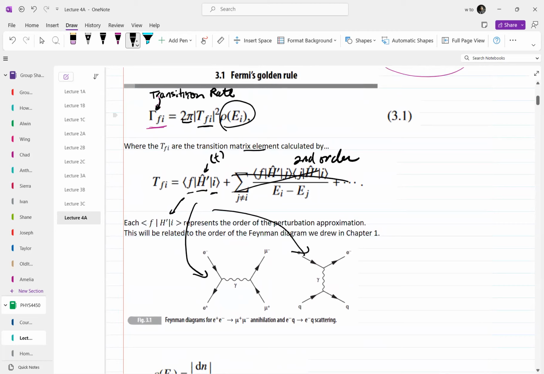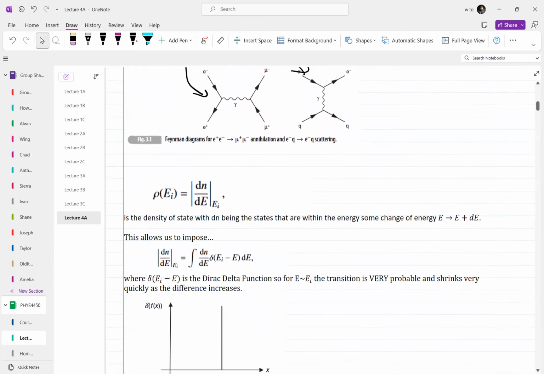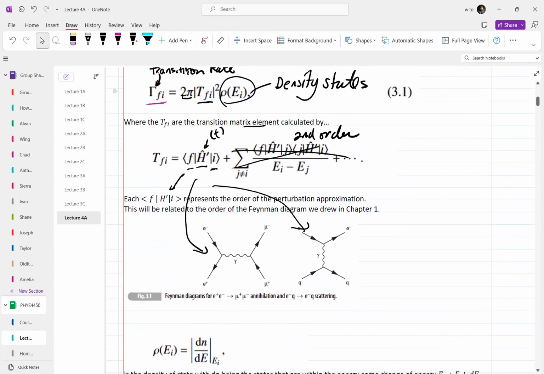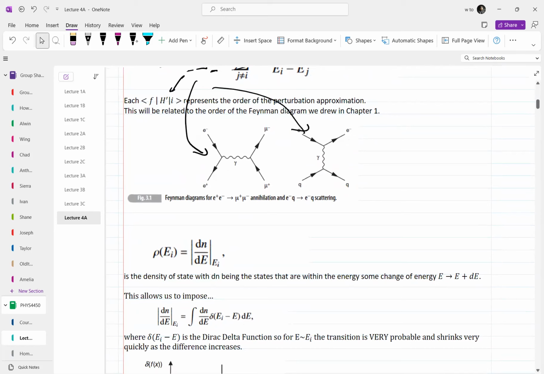But then there's the other factor here, and this is what we're going to deal with, this rho. You guys remember what it was called? It's supposed to take care of the density of states. This density of states, the density of accessible states, overall it's just some number.